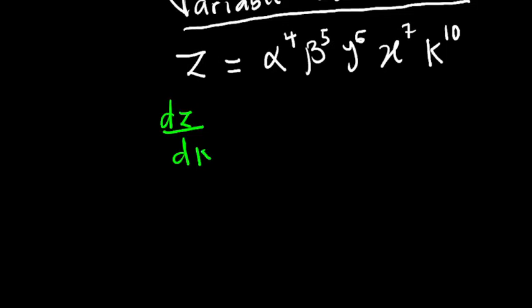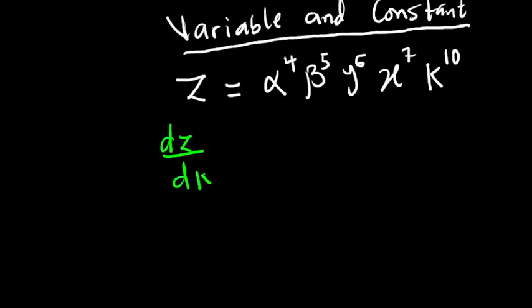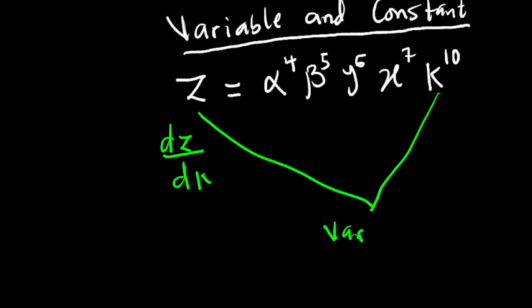The z decay. What can we derive from it? It means that z and k are variables. They are variables. The rest, they are what? They are constant. All these are constant.